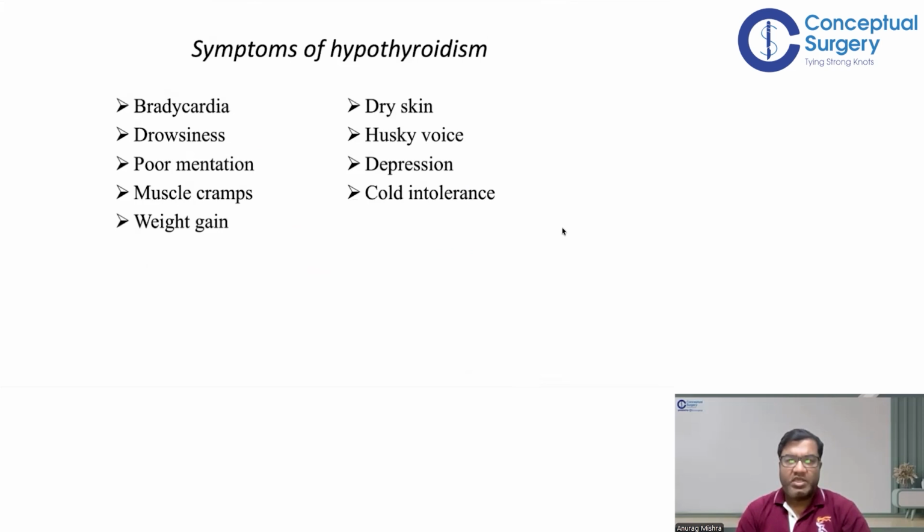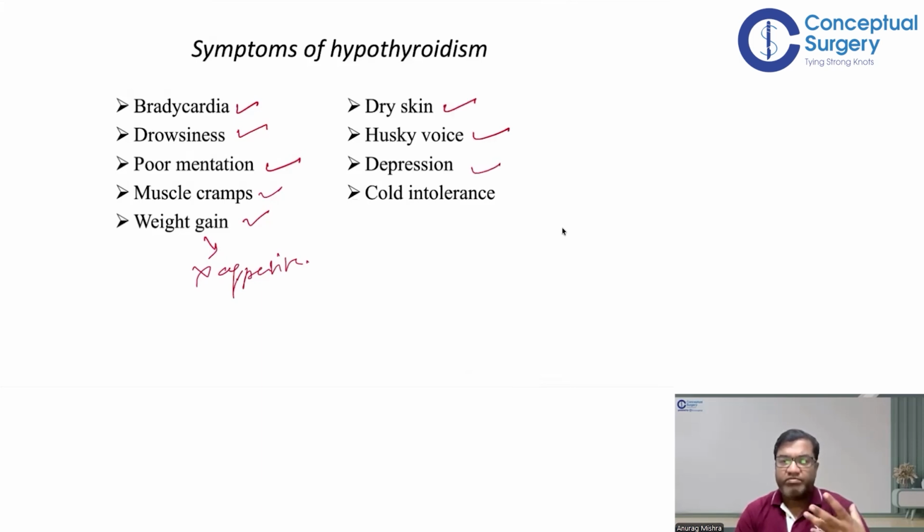Okay, remember this. And in hypothyroidism, bradycardia, drowsiness, poor mentation, they're not able to concentrate on studies, sleepy, drowsy, muscle cramps, they tend to gain weight, and with loss of appetite. Appetite is also not very strong, but still they gain weight. Skin is dry, husky voice, the patient generally behaves like a depressed person, and they have cold intolerance. So these are all signs of hypothyroidism.